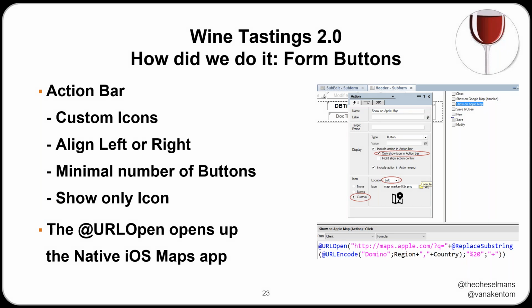So if you have an action bar, I just found on the internet some nice icons, and I used custom icons instead of the default Notes ones. You can either align them left or right. Don't overdo it, don't make too many buttons there. Show only the icon. And like I said, when using the add command URL open, you can open up any native Notes application.